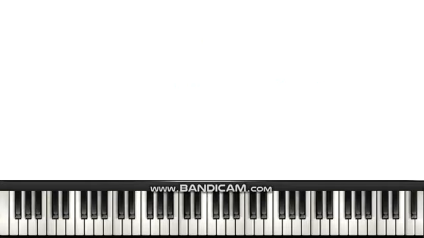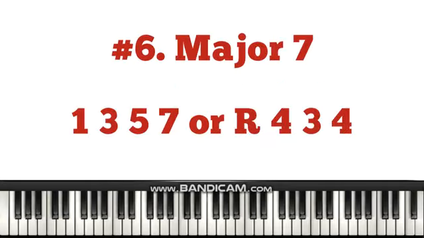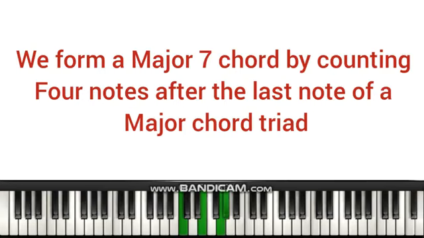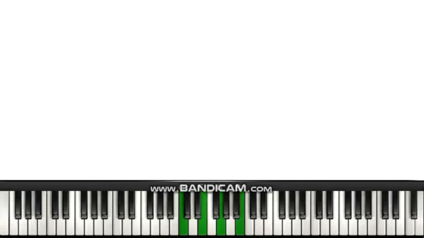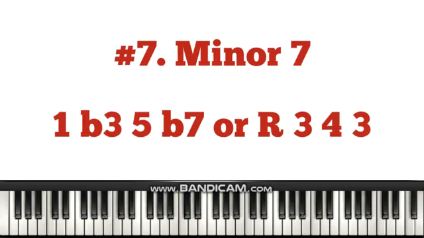So we form a major 7th chord by forming a major chord, then we count 4 notes after the last note. 1, 2, 3, 4. We have formed a major 7 chord. Then from this major 7, we can form the dominant 7 chord by just lowering the 7 a semitone. Good. Alright.